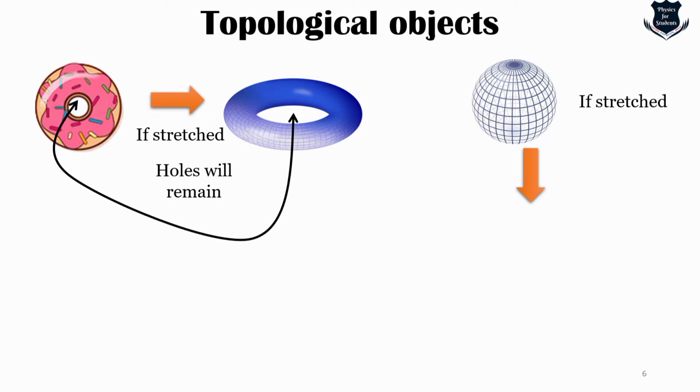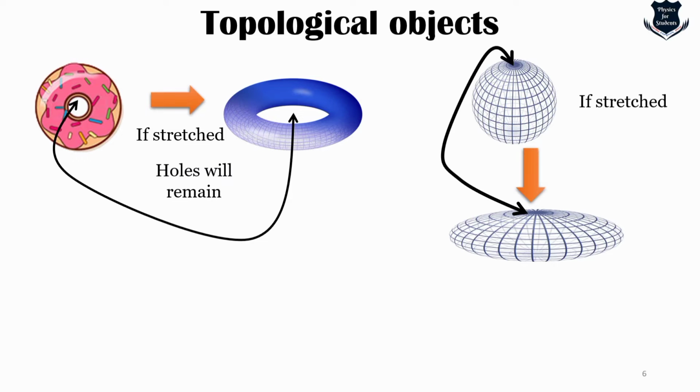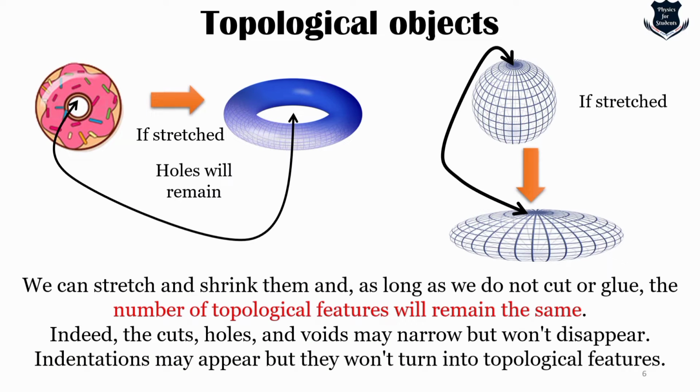Now if I take a sphere and stretch it, it becomes an oblate spheroid, right? Why I did this is that we can stretch and shrink topological objects as long as we do not cut them, or we can glue them, we can use Fevikwik or anything to glue them. So the number of topological features will remain the same.